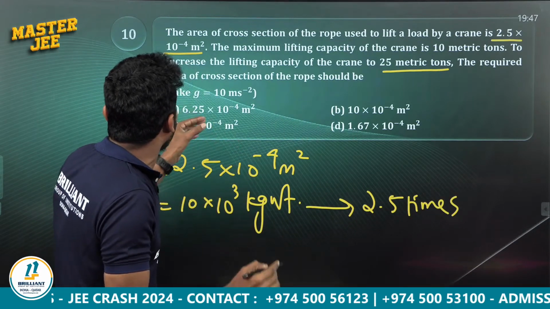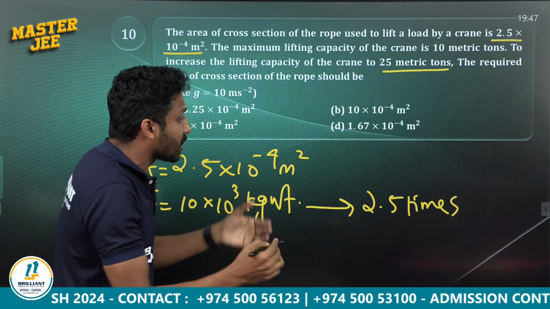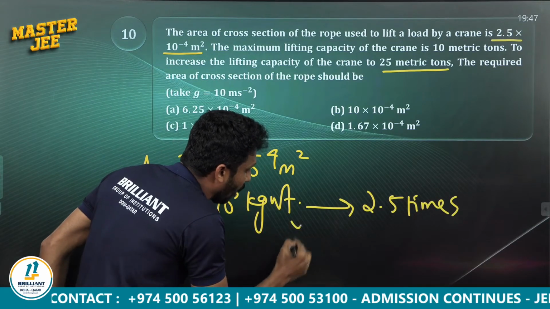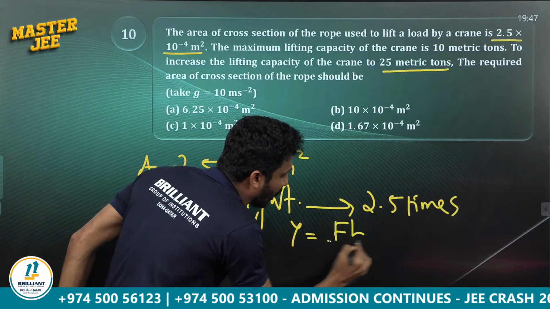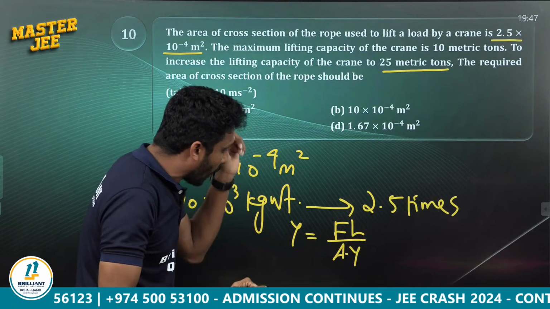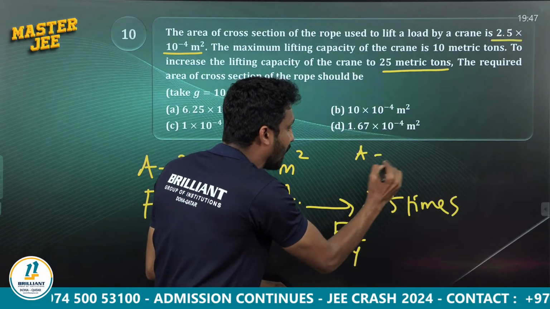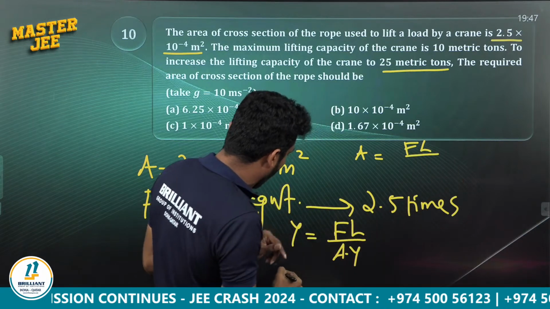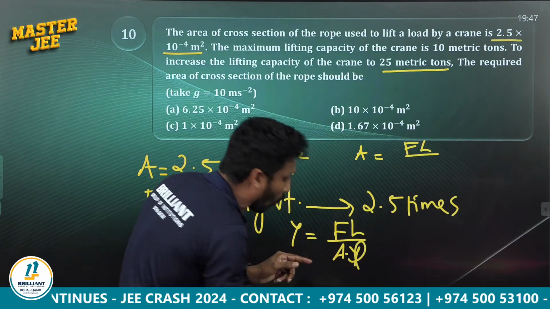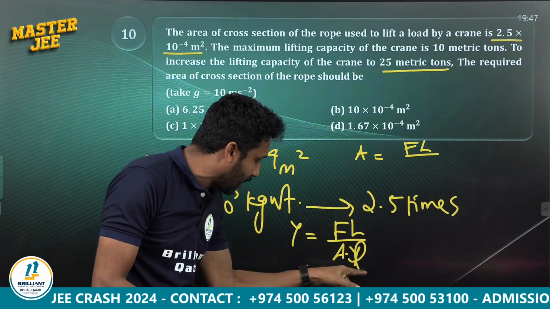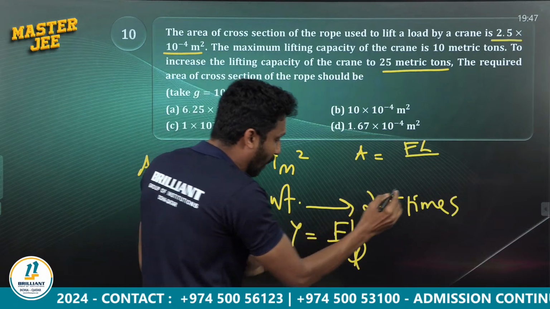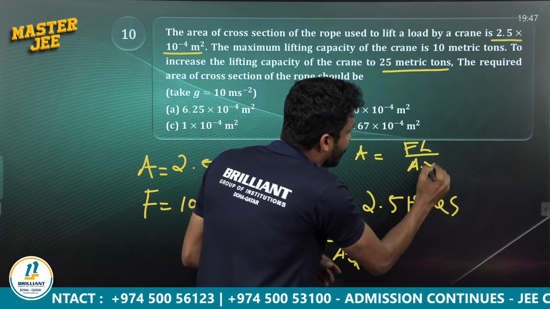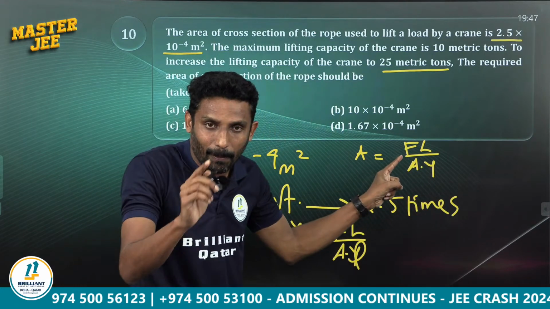Then what is the required area of cross section? We have Y is equal to FL divided by Al, so the area is equal to FL divided by Yl. Here l is the elongation. Then the area is equal to FL divided by lY. See, this area is directly proportional to force.